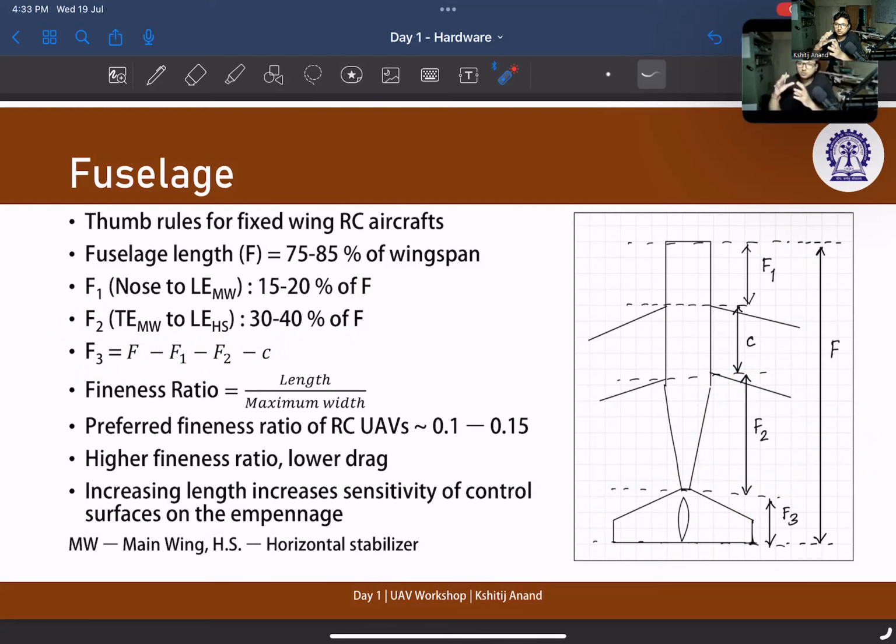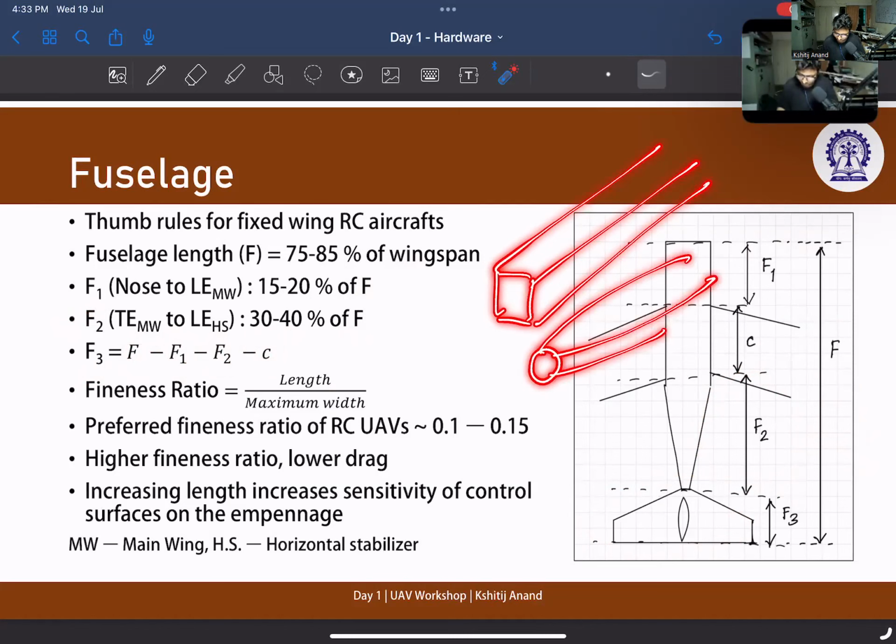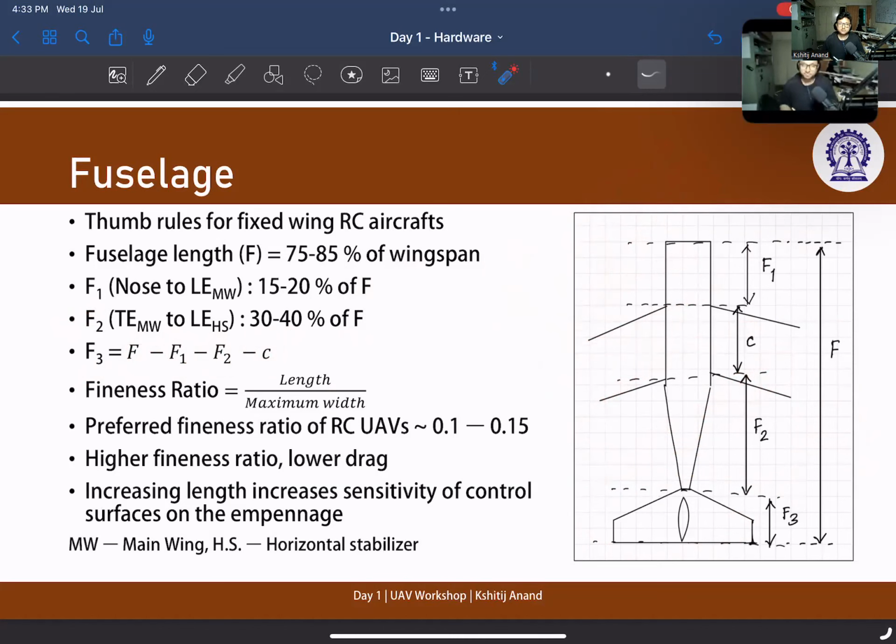Now, how thick and how wide, what should be the height of your fuselage? Your fuselage is going to be something like this, or something like this, or it's going to be a completely spherical thing. It's up to you. Sorry, I thought that someone asked a question. So how do you find out what height or width you should keep? If you are making an RC craft for the first time, just keep it square.